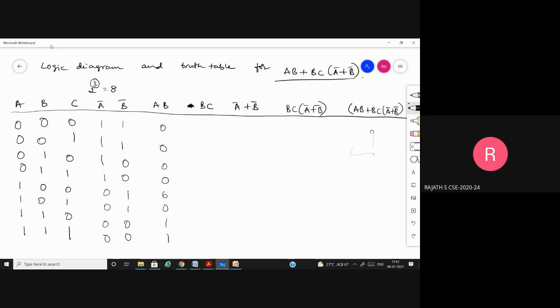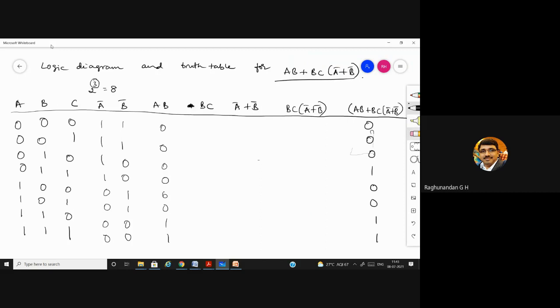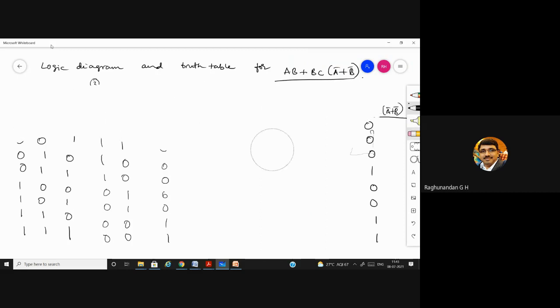The last output 0001, 0001, 0001, 0001. So 0011. Okay, so this is the answer we will get. So this we need to write as the logic diagram.